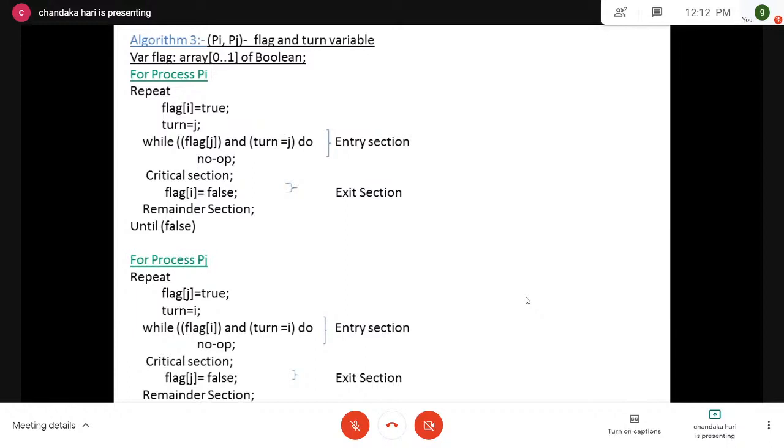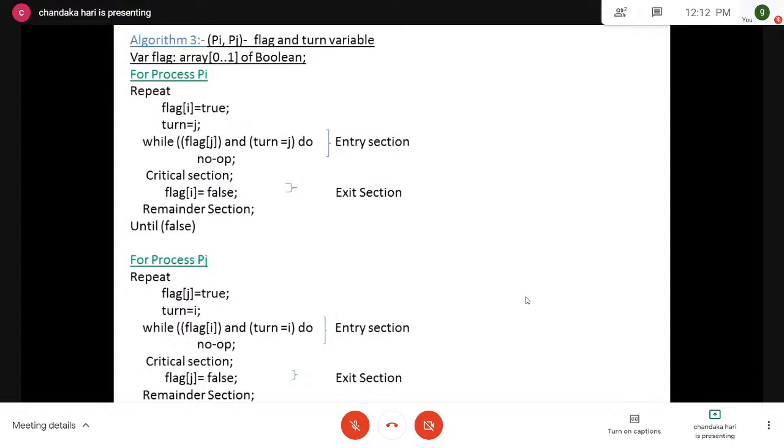In case both are setting their flags at successive clock pulse times, the turn value is either I or J, so only one process can be allowed into the critical section. There is no concept of blocking. So mutual exclusion is present. Mutual exclusion is satisfied.